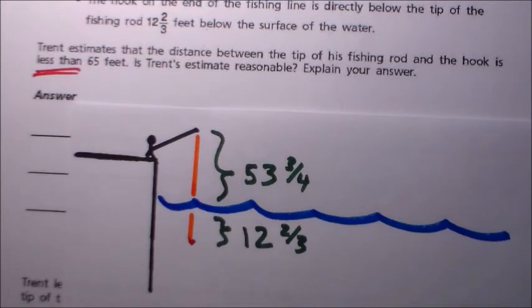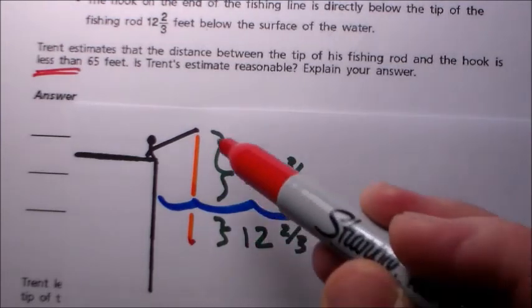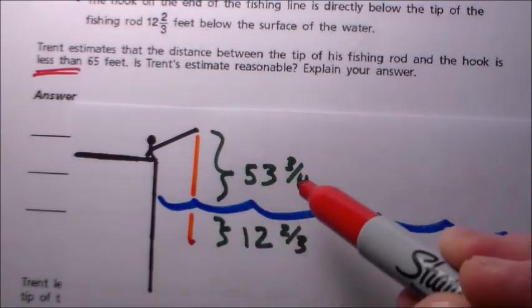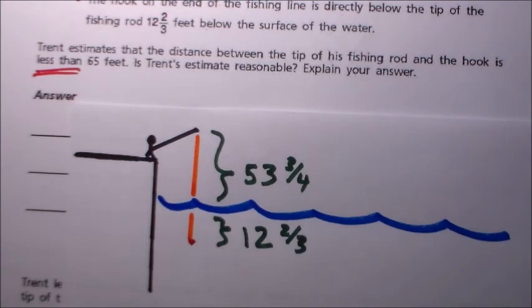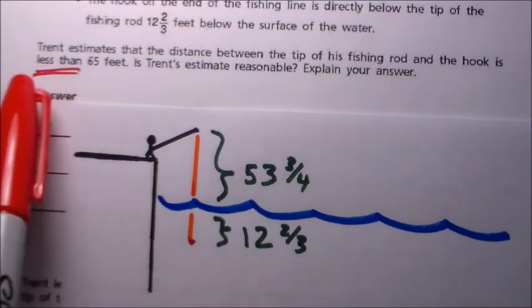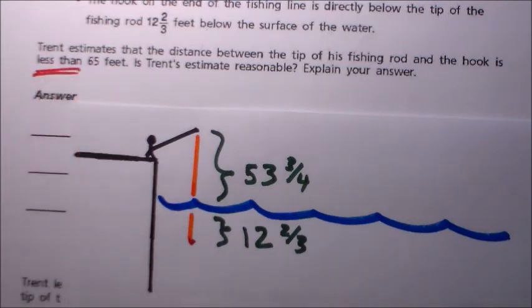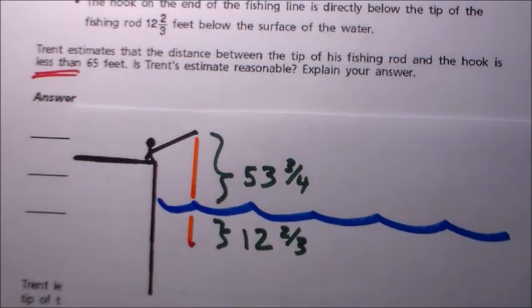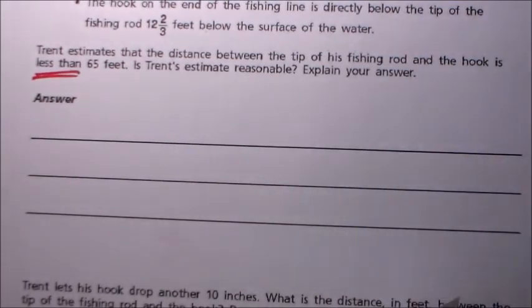And the question is, is Trent's estimate reasonable? Explain your answer. If you say it's going to be around 65 feet, what do we do with the 3/4 and the 2/3? If we add these numbers, we're going to add the fractional components too. A key part of this question is to actually read what it's asking. The question is not asking, is 65 a reasonable estimate? It's, is less than 65 a reasonable estimate? And the answer is no.